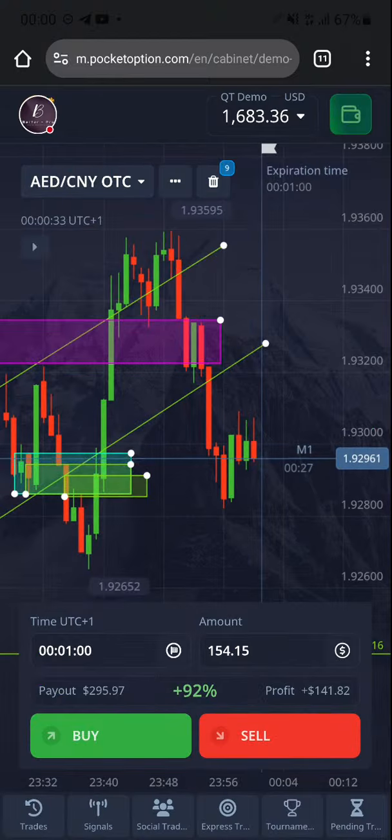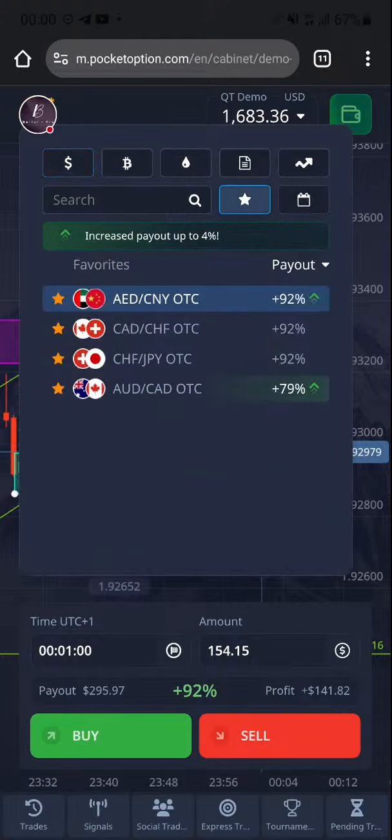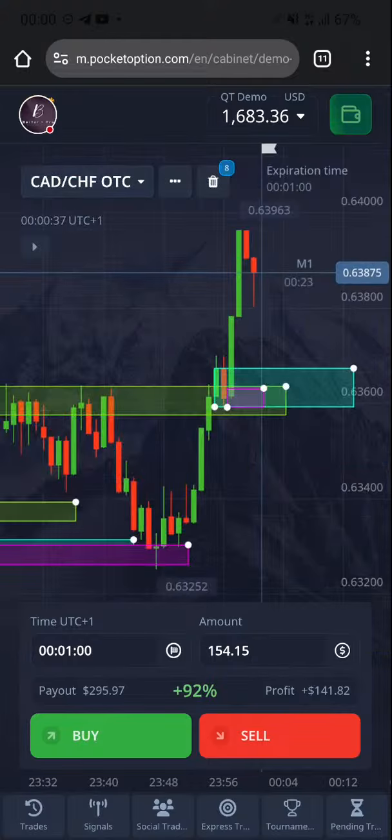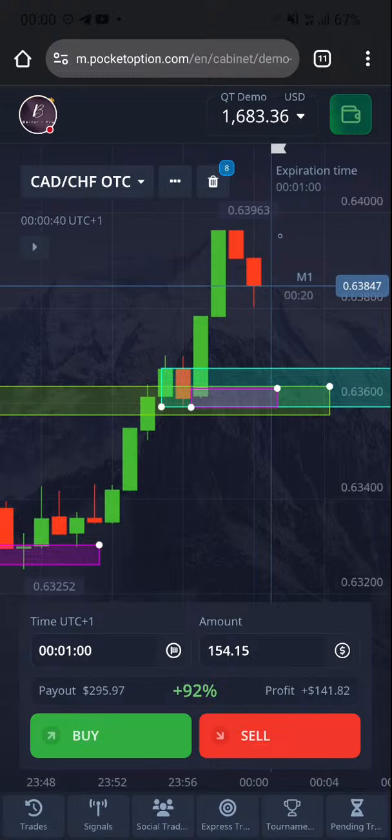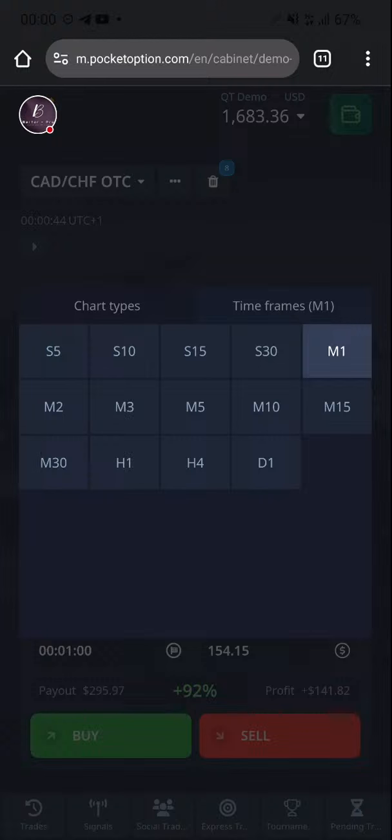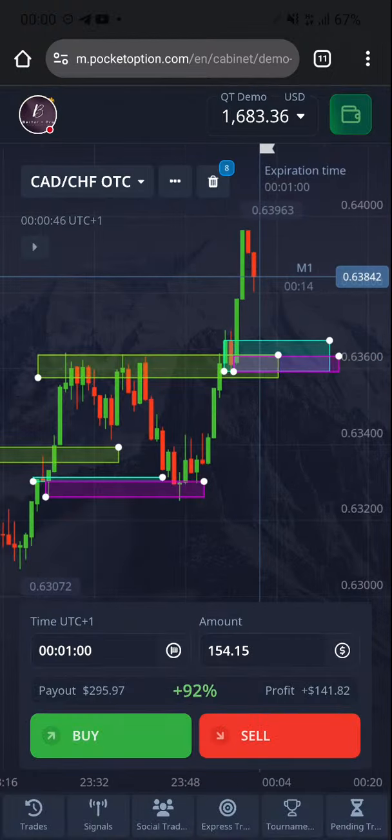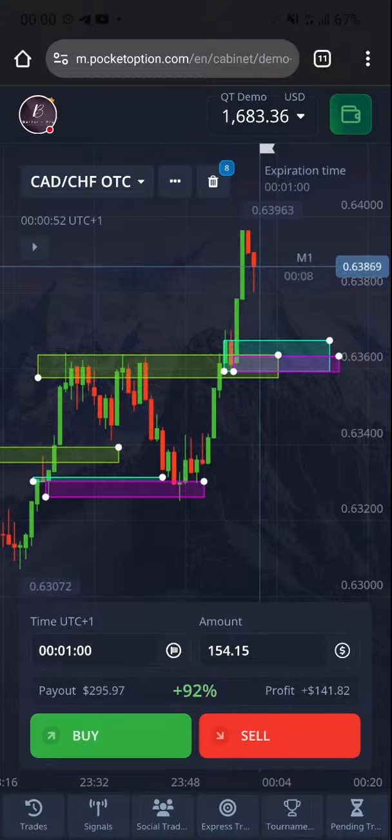So let's go back. Where's that one? I think it's CAD/CHF. Okay. So the next thing we need to do is wait for price to come back down here, and we'll take our trade with the buyers. It's as simple as that. It seems simple actually like this, but if you don't know what to do, you don't know what to do.